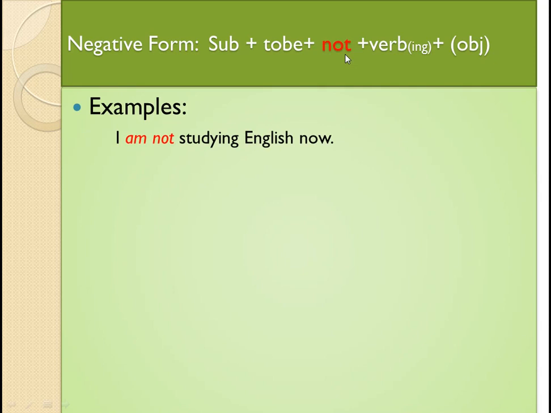For example, I am not studying English now. You may study another language, or you may go to visit another place besides studying English. She is not speaking English. Maybe she speaks Korean or she speaks another language.